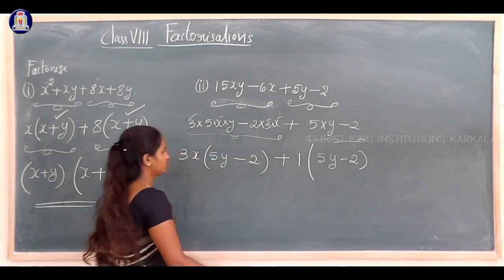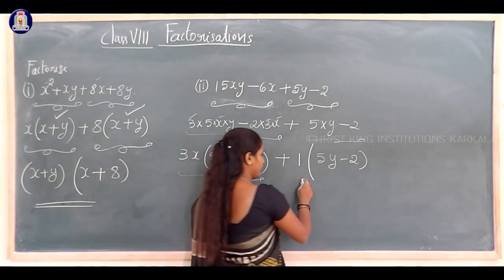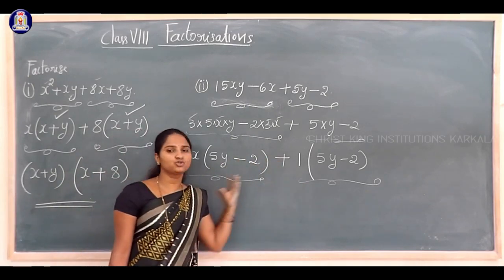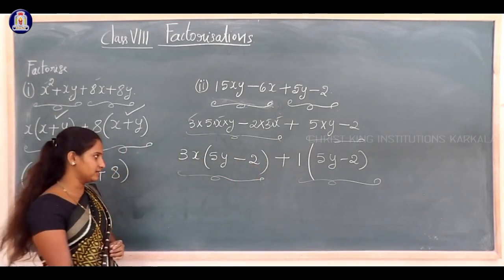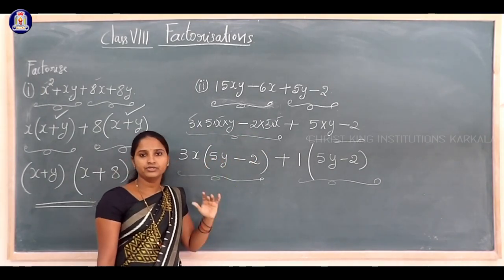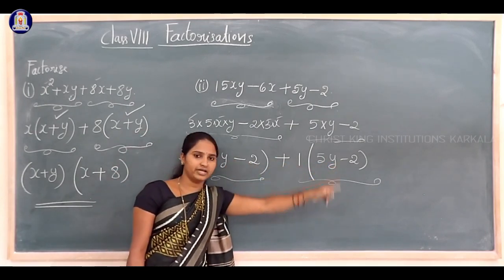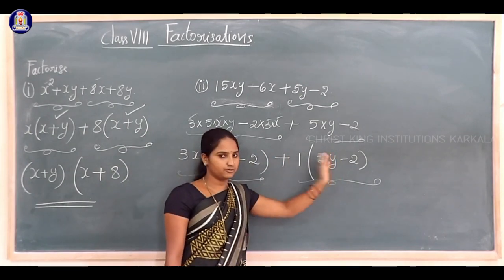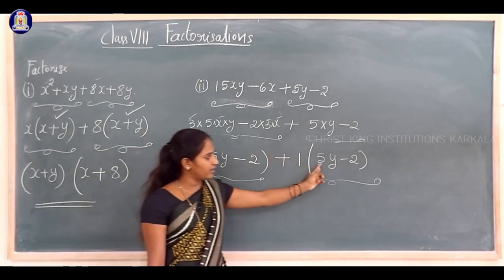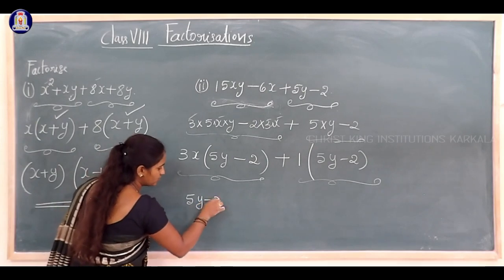So again you have to make groups. See, 3x into 5y minus 2 is one group and 1 into 5y minus 2 is another group. Okay? In these two groups, which is the common, same factor? See, here we get the same factor. After making groups, definitely we get the same factors. Clear? So 5y minus 2, 5y minus 2. This is one group and this is another group because it is connected by a plus sign, right? So now 5y minus 2 and 5y minus 2 are in both the terms, so 5y minus 2 is common.